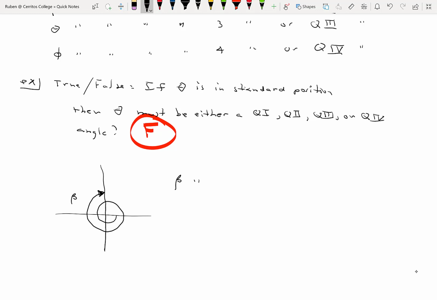Beta is called a quadrantal angle. So if the terminal side of an angle in standard position ends on an axis, it's called a quadrantal angle. Okay?